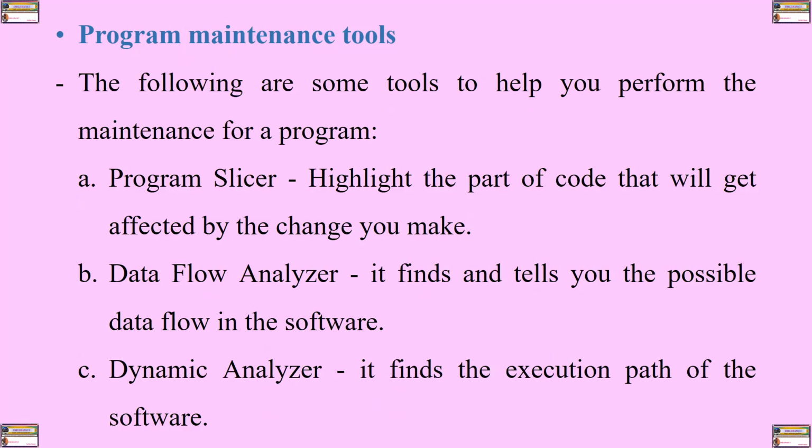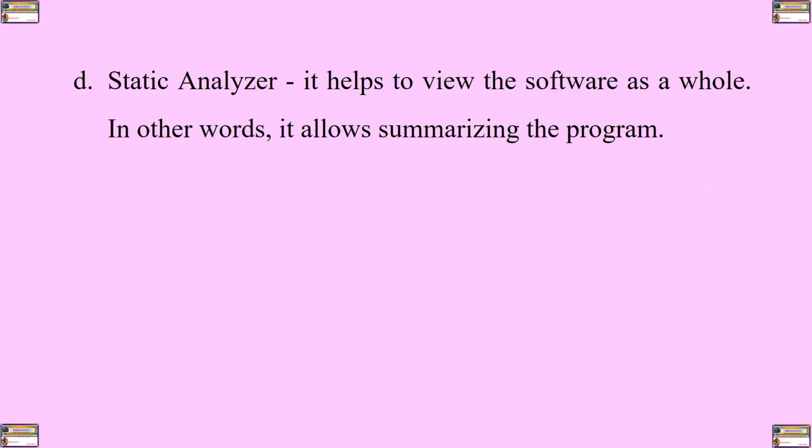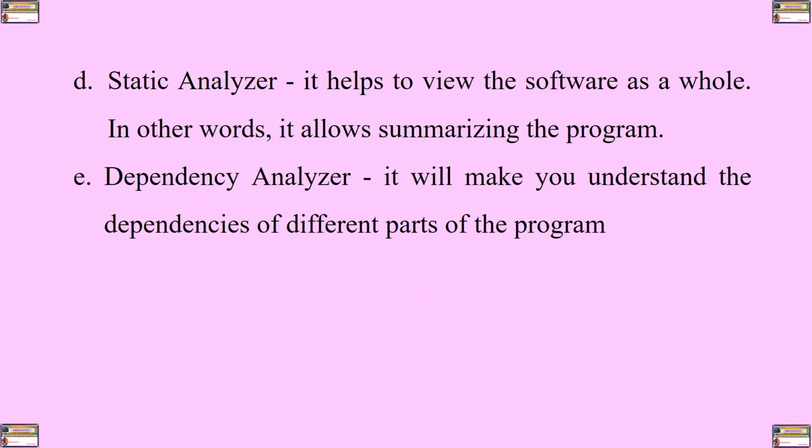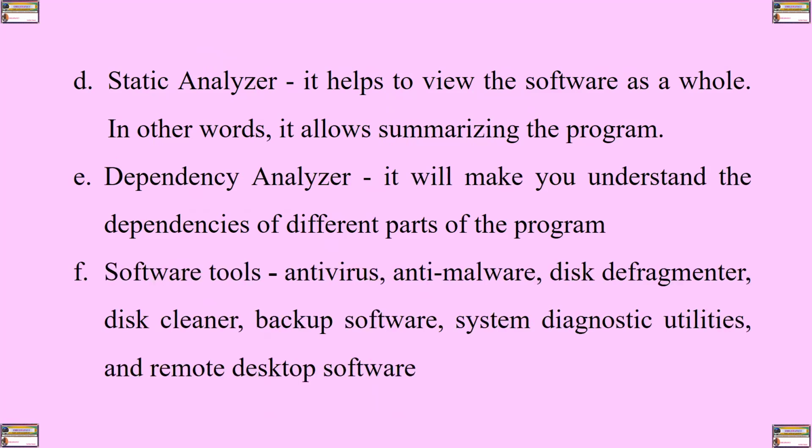Number three is dynamic analyzer. It defines the execution part of the software. Number four is static analyzer. It helps to view the software as a whole. In other words, it allows summarizing the program. Number five is dependency analyzer. It will make you understand the dependencies of different parts of the program.